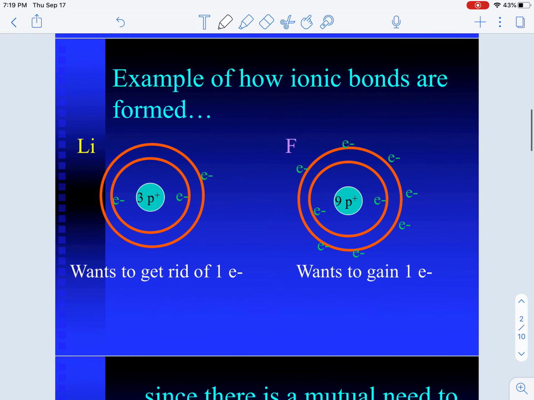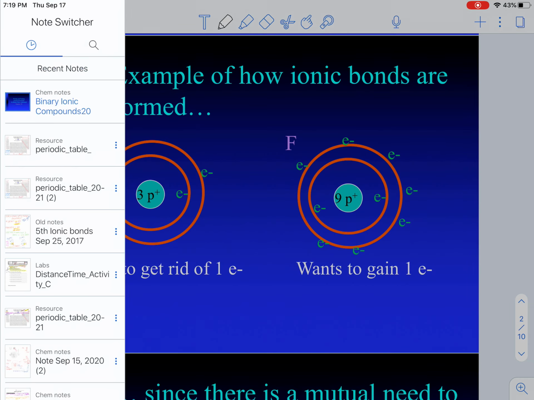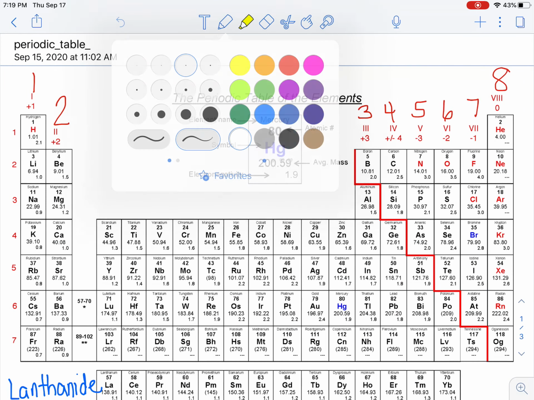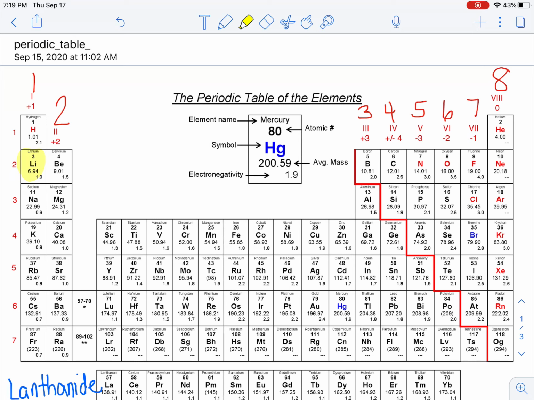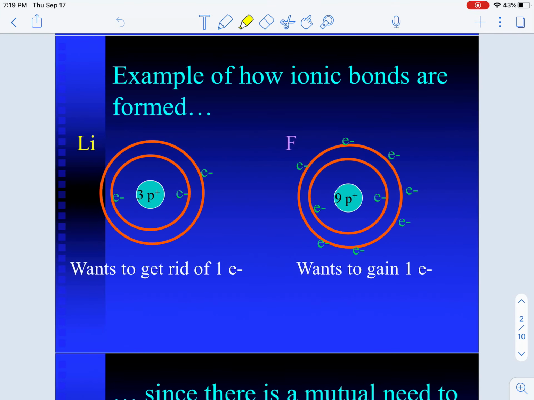If we look at lithium and fluorine's Bohr model, and go to our periodic table, lithium is over here, element number 3. Since it's atomic number 3, we know it has 3 protons and 3 electrons. So if we look at its structure, we see 3 protons in the middle, and those 3 electrons around the outside. We see 2 in the first energy shell and 1 in this outer energy shell.